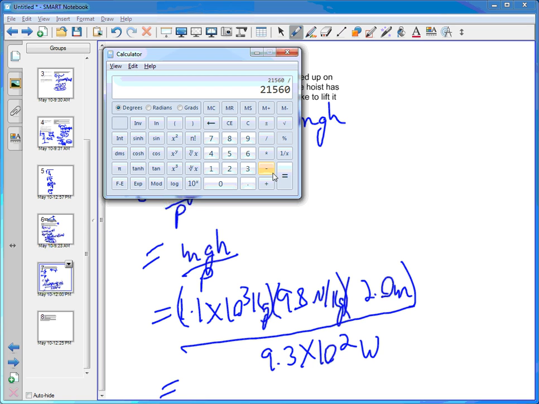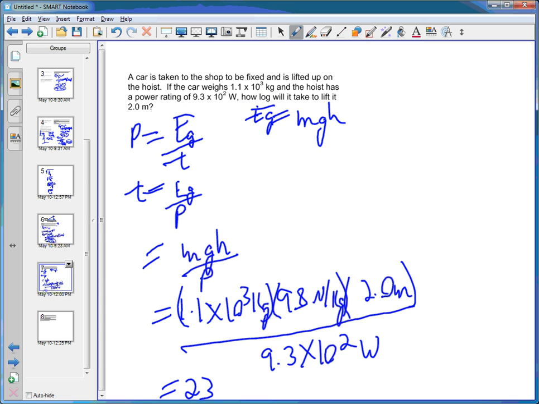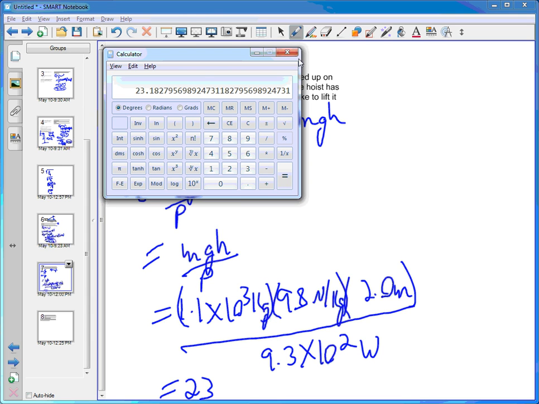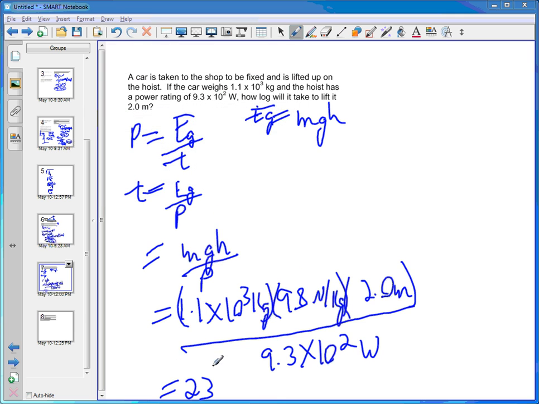Now, time should be measured in seconds, obviously. So, I guess first of all, let's look at 2 significant figures all the way through. So yeah, it is 23 seconds. Okay, so 23. Now, it should be seconds because we're measuring time, but let's double check our units and make sure. We've got kilograms times newtons per kilogram times meters. Okay, well, first of all, kilograms are going to cancel. And we're just left with newton meters per watt.